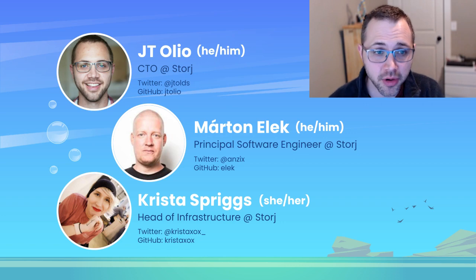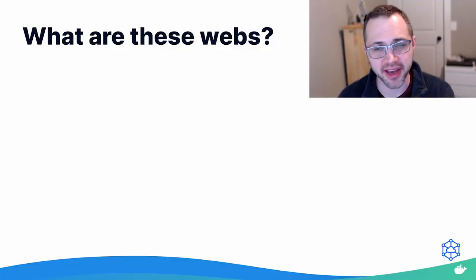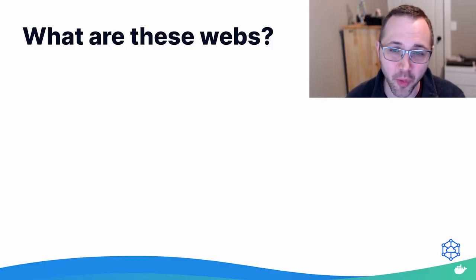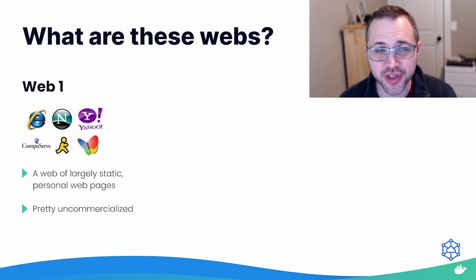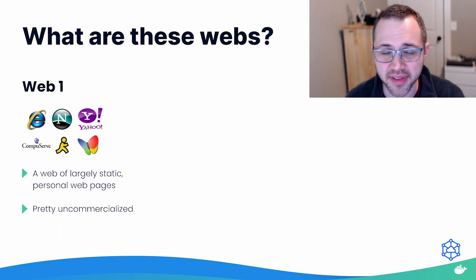We'll also be hearing from Marton, one of our principal software engineers at Storj, and Krista, the head of infrastructure at Storj. Let's step back for a minute and talk about what we are even talking about when we say Web3. If you were online around the time that we call Web 1, you might remember it as a largely static collection of personal web pages, maybe academic web pages. It was pretty uncommercialized. Maybe there was a GeoCities in there, but for the most part, it was pretty quirky. Lots of good content, but we didn't really know what the internet was going to look like yet.